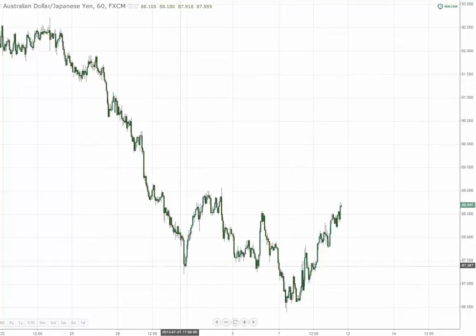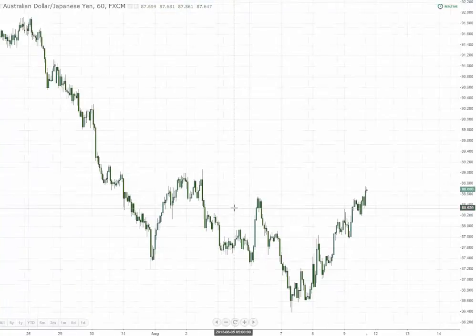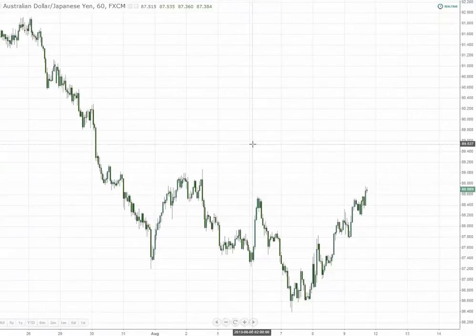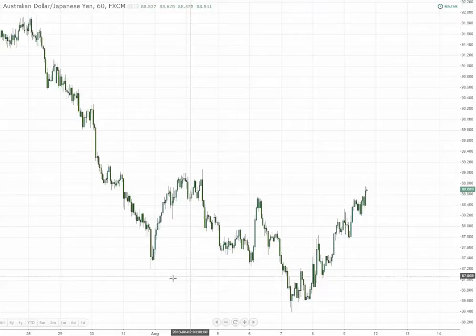So this is the Aussie yen right now, and Aussie yen is just like any other currency pair. It's just got its own characteristics, and so price action is price action. And this one in particular, just because of the weight of the pair, tends to exhibit a lot more technical behavior than maybe some of the other crosses do.